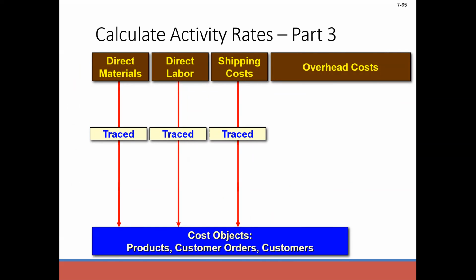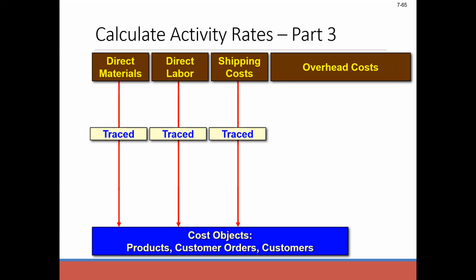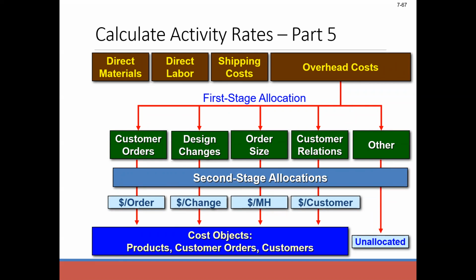So the direct materials, the direct labor, and the shipping costs can all be traced to products, customer orders, or customers. Now, these overhead costs, we can try to determine with these overhead costs the allocation, what we call the first stage allocation, to the various activities. Then, in the second stage allocation, we can come up with the cost per order, cost per change.